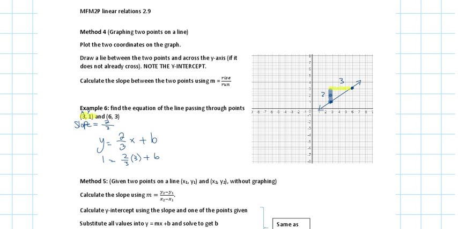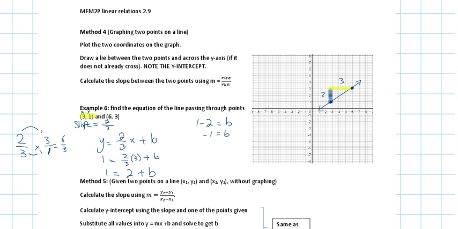I have 2 over 3 times 3. What would that simplify to? So let's look at this. 2 over 3 times 3 over 1. Right? We talked about this before. 6 over 3. What's 6 divided by 3? 2. Right? So that's going to be 1 equals 2 plus b. Then what do I do to find b? Move the 2 over, it becomes minus 2. So 1 minus 2 equals b. So b equals negative 1.